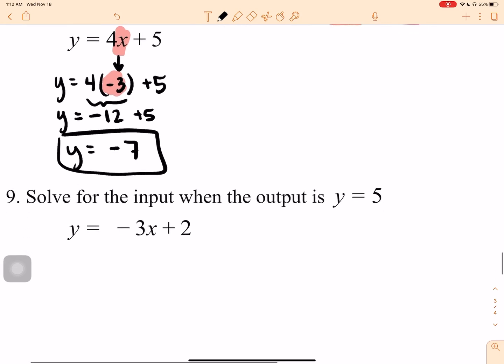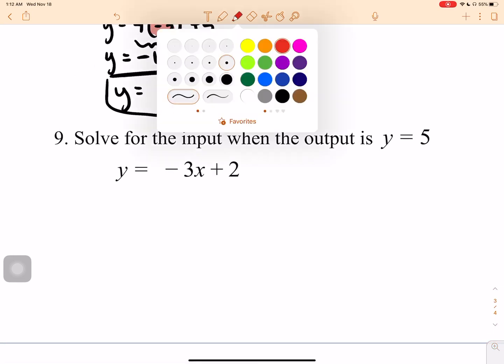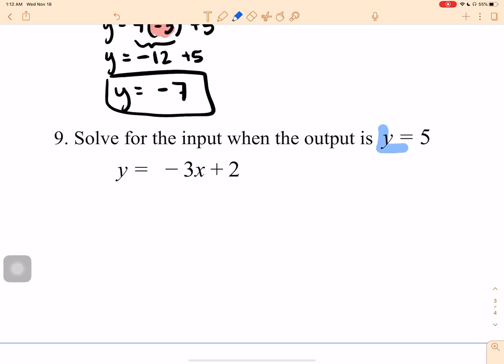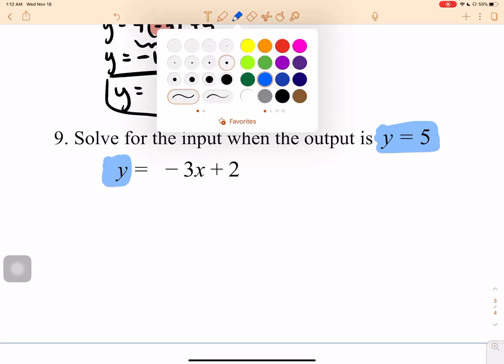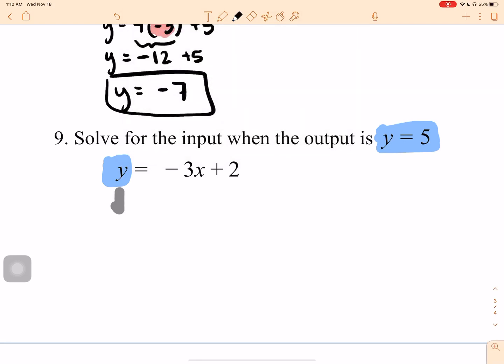Now this one says solve for the input when the output is y equals 5. Okay, so if we have an output instead, that just means that we're plugging that 5 into the y and then solving it just like we did above. So here, if I were to plug in this y, I'm going to have 5 equals negative 3x plus 2. Okay, 5 equals negative 3x plus 2.